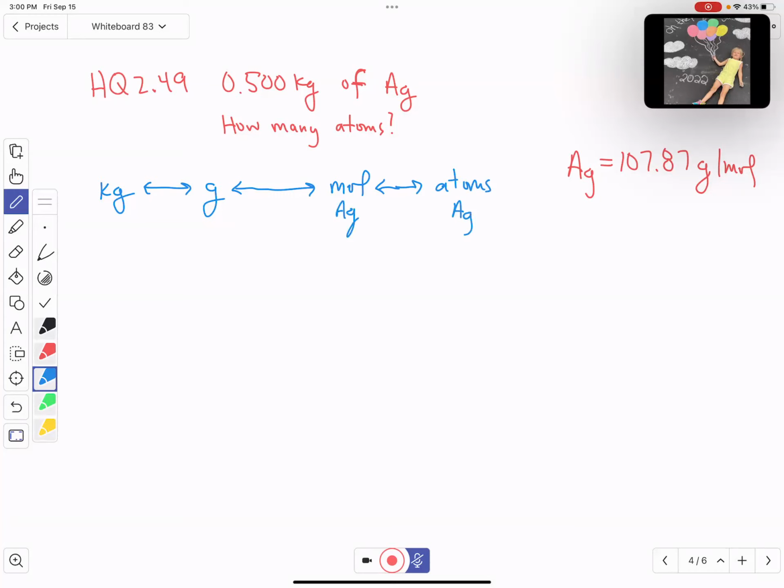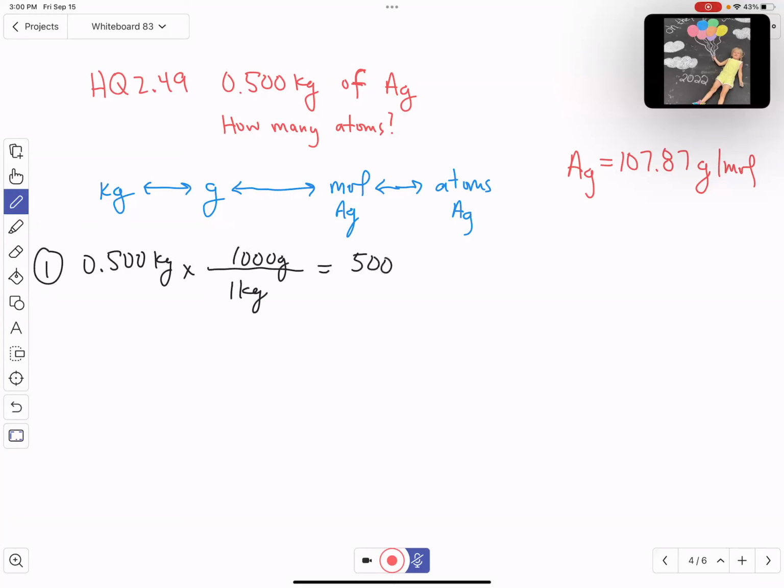All right, so step one, going to bring in our metric system. Got 0.5 kilograms, right? We know for every 1 kilogram, we're going to have 1,000 grams. So I've got 500 grams of silver. That was step one.